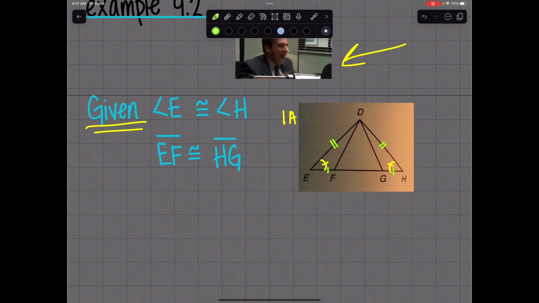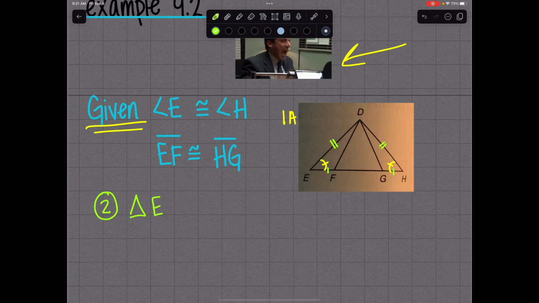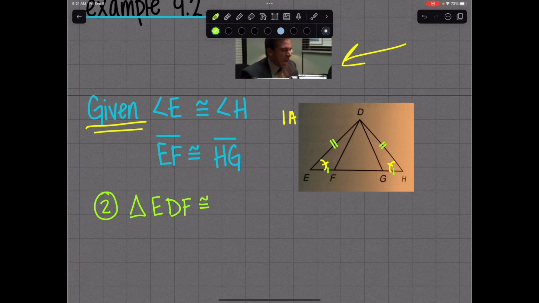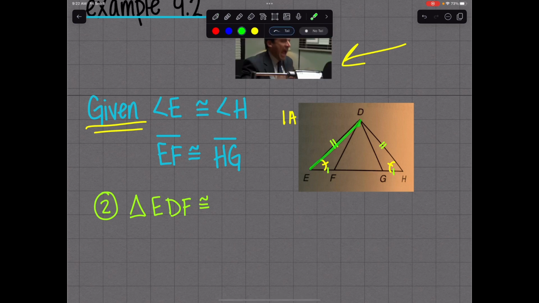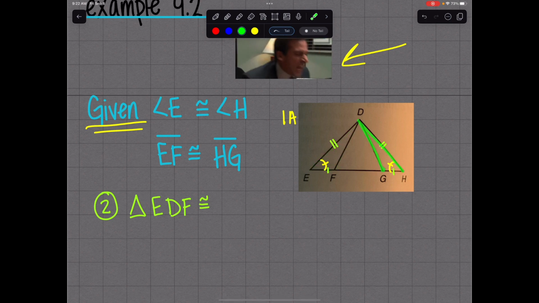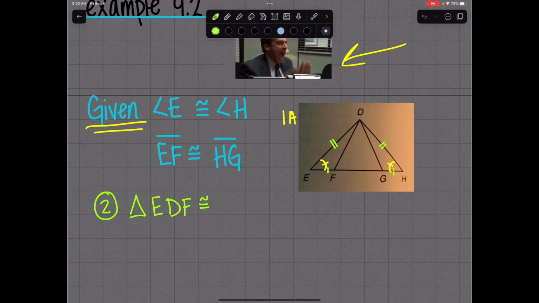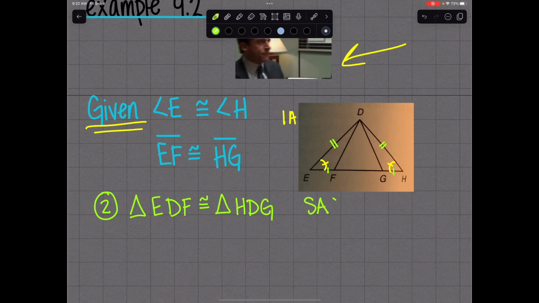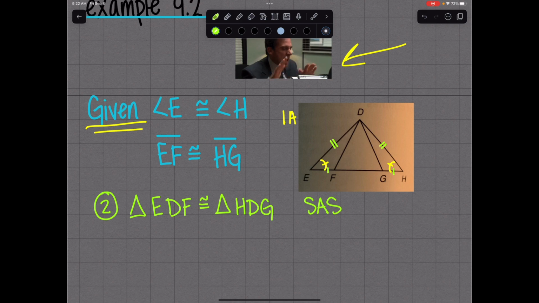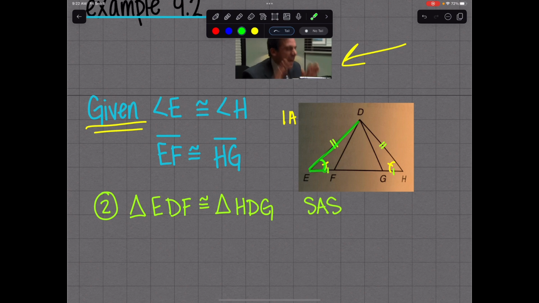Now that we know that, we can do part 2, which is that triangle EDF is congruent to triangle HDG. So where's that? That's this. EDF is congruent to triangle HDG, and I got those angles right. How do I know that? Side angle side. I can use any of those postulates as evidence. So this would be a side, an angle, and a side that we know is the same.